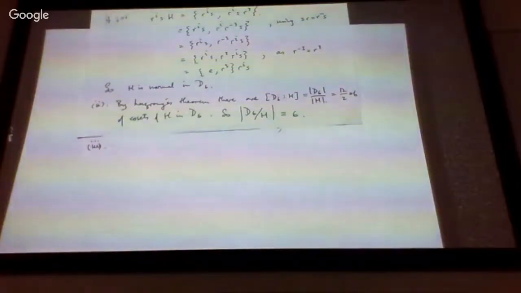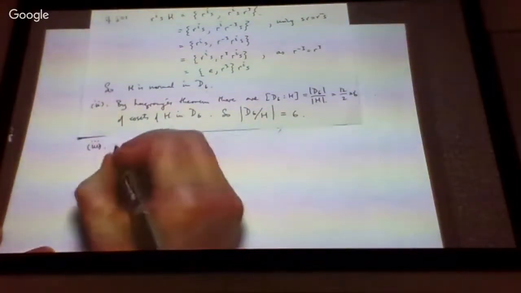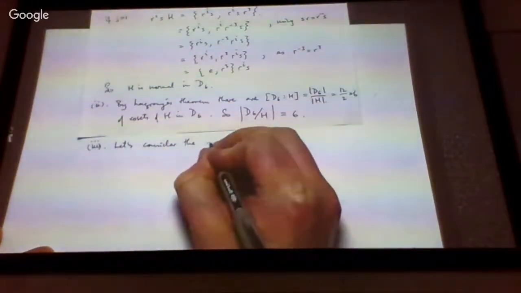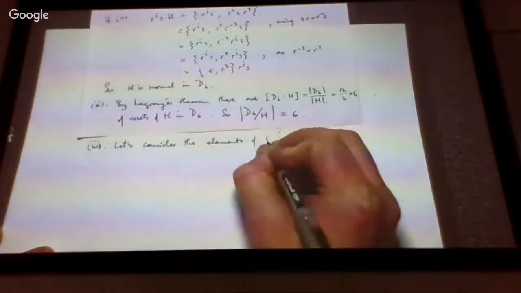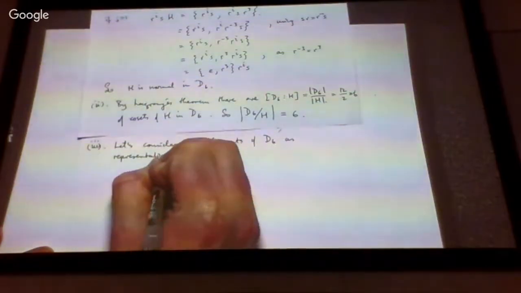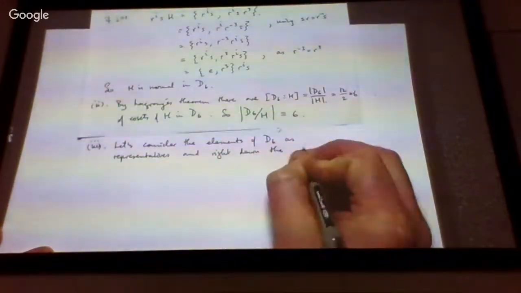So what's a systematic way to approach this? Well, I would just say we'll consider possible representatives, and we'll discover the different cosets, and we'll be careful not to write down the same one twice. So let us consider the elements of D6 as representatives, and write down the distinct cosets we discovered.